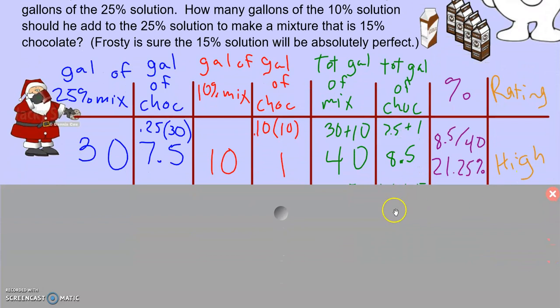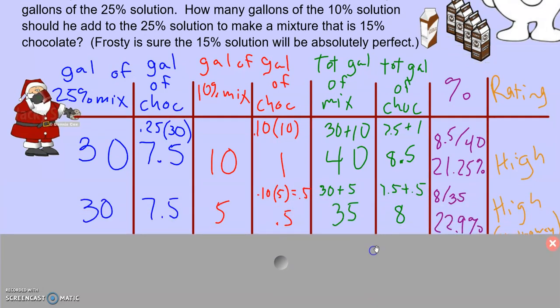So since that's too high, I changed my guess to something else, and I guessed 5. Okay, so notice these two numbers stayed the same because I'm not changing how much of this I have. I always start with 30 gallons of mixture and 7.5 gallons of chocolate in that 30 gallons of mixture. And then I'm going to add 5 gallons of 10% mix for a total of 35 gallons of mixture total, 30 plus 5. Then 10% of 5 is 0.5, that's half a gallon of chocolate added to this 7.5 gallons of chocolate for a total of 8 gallons of chocolate. And then 8 out of 35 is 22.9%.